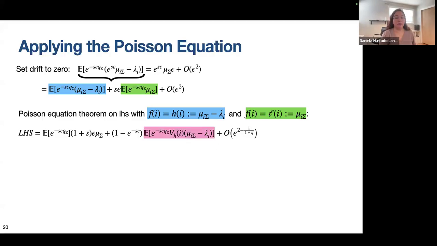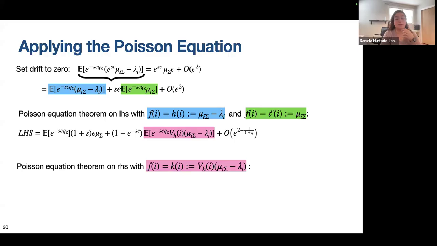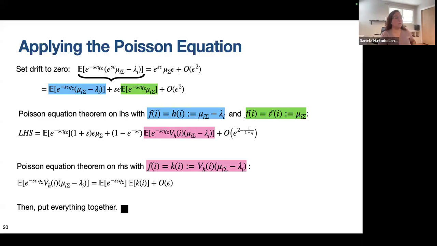So I'm going to use my theorem again. I didn't say that my function f couldn't be a solution to another Poisson equation. So I'm going to call this part f and do it again. And that's the function k that you saw in the theorem at the beginning. So I do my Poisson equation again on the right-hand side. Then this pink term becomes a product of the moment generating function and the expectation of this function k. So then we put everything together and we're done.